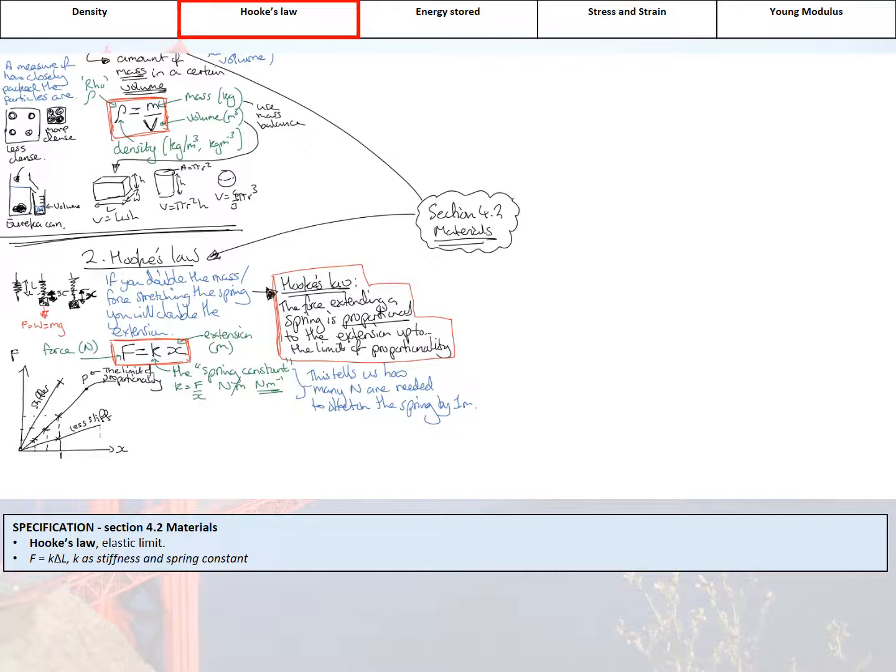Now the gradient of this line represents what? Gradient is change in what's on the y-axis divided by the change in what's on the x-axis, which is force on the y-axis and the extension on the x-axis, and force divided by extension is the spring constant. So the gradient is equal to the spring constant.